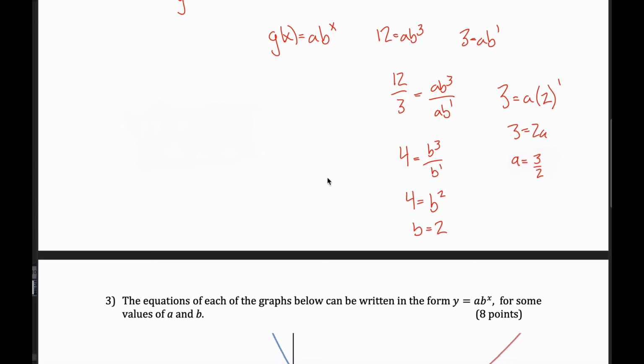And now that I have a and I have b, I have the equation for g of x. g of x would just be equal to a times b to the x power. So 3/2 times 2 raised to the x power.